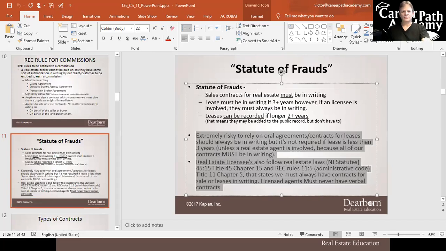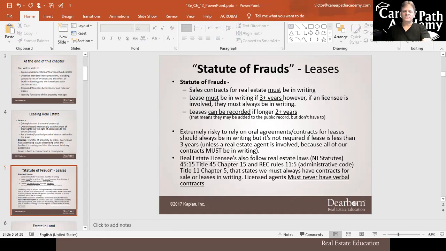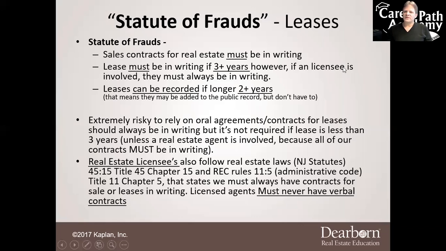There we go. All right, so statute of frauds requires that all contracts be in writing if they're for sale, but if they're for lease, if a real estate licensee is involved, it always needs to be in writing. But if they're not using an agent, as long as it's 3 or less years, they don't have to have it in writing, but it's extremely risky doing that. Leases can be recorded in a public record if they're 2 or more years. And once again, statute of frauds administrative code says that if we're entitled to a commission, we always got to get it in writing.